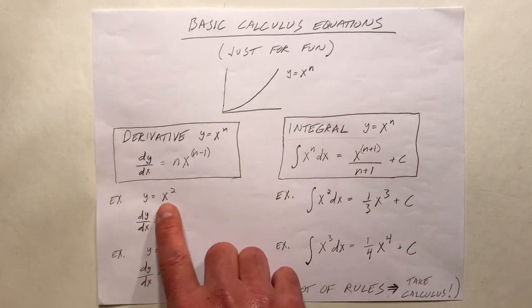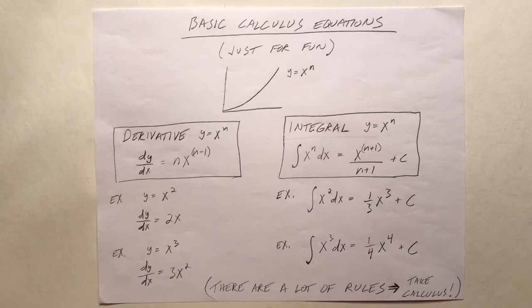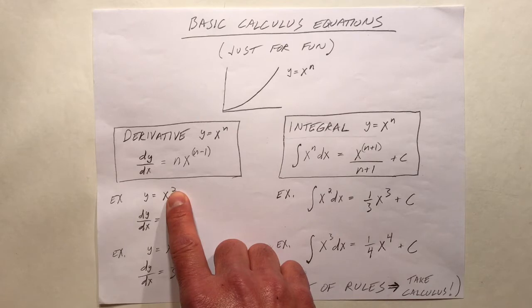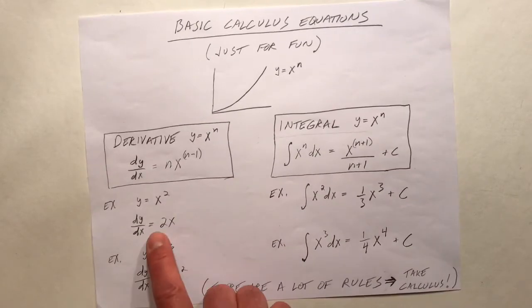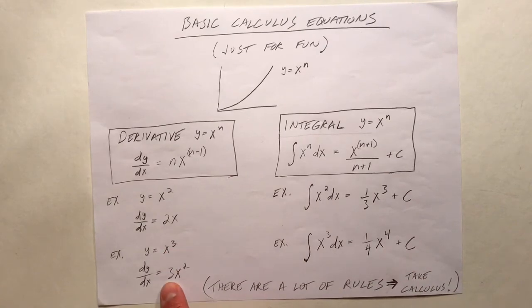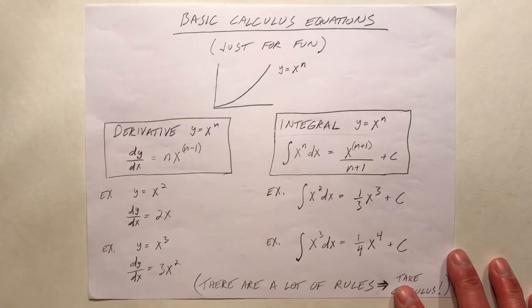So if y is equal to x squared, dy dx would be equal to 2x. If y is equal to x cubed, dy dx would be 3x squared. Here we take the 2 and put it in front, and then 2 minus 1 is equal to 1, so it's 2 times x to the first power. Here we take the 3 and put it in front, and then 3 minus 1 is 2, so it's 3x to the second power. Now, if you don't know any calculus, it's fine. But there are some rules that we use.